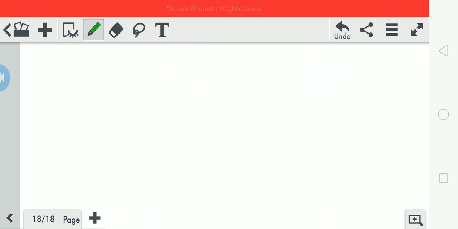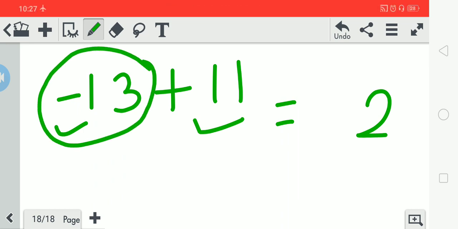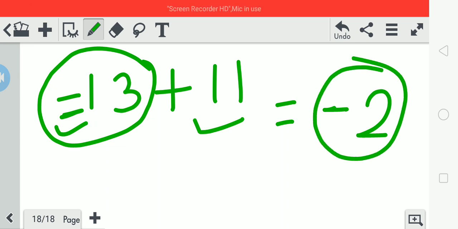Now -13 plus 11. Apply the third rule, because one number is negative, one number is positive. Again perform the subtraction operation, because signs are different, so 13 minus 11 becomes 2, and then the greater number's sign. The greater number is 13 here, its sign is minus, so assign the minus sign to the answer. In this case your answer is negative 2. So the third rule was that the sum of a positive integer and a negative integer can be positive or negative.